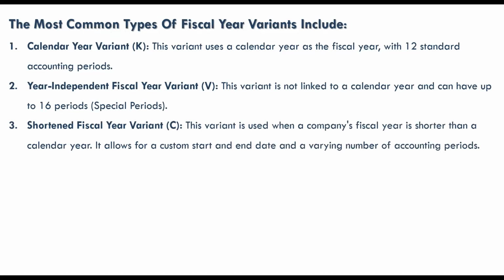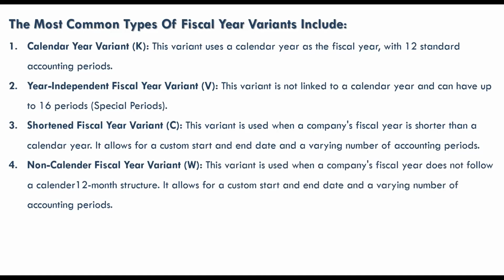Next, shortened fiscal year. This variant is used when a company's fiscal year is shorter than the calendar year. It allows for a custom start and custom end and a varying number of accounting periods. If your business runs for 6 months, then it is a shortened fiscal year. Next, non-calendar year variant. This variant is used when a company's fiscal year doesn't follow the calendar 12-month structure. It allows a custom start and custom end and a varying number of accounting periods as well.